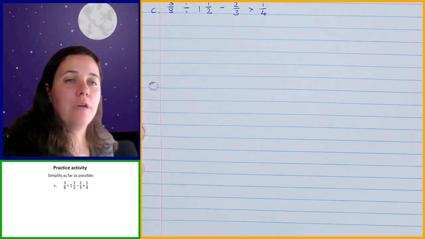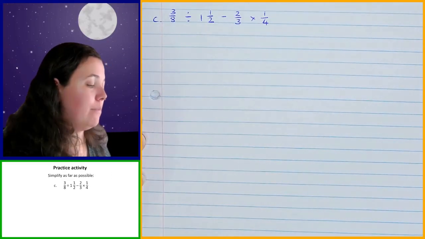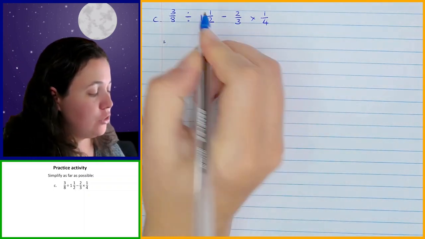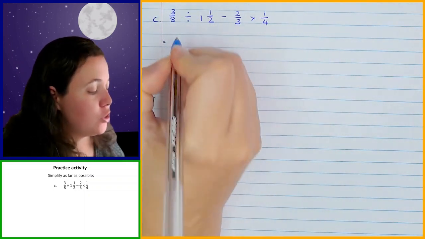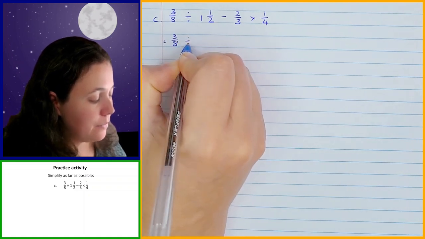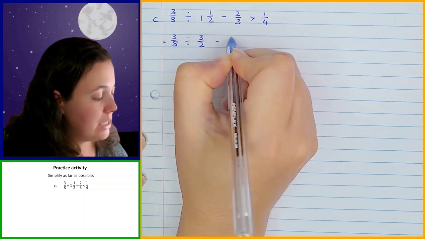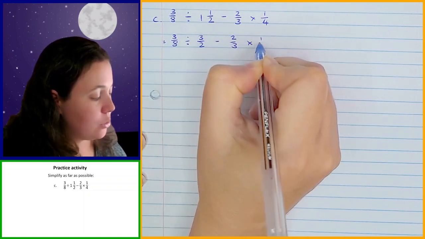Okay, so let's go through that question. Over here, we had 3 eighths divided by 1 and a half, minus 2 thirds times a quarter. The first thing we're going to do is change this 1 and a half to an improper fraction. So that's going to be 3 eighths divided by 3 over 2, minus 2 over 3 times a quarter.